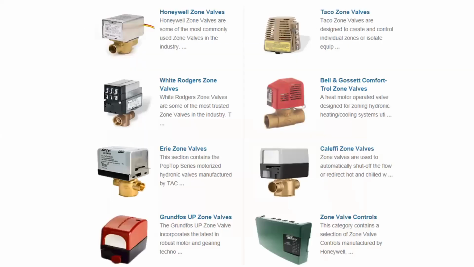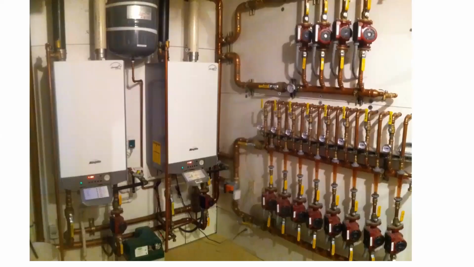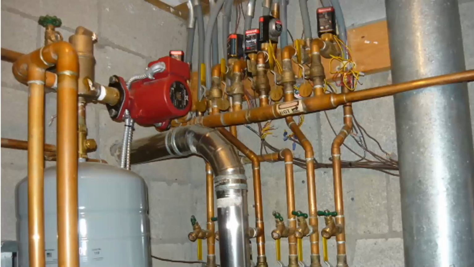Now, there are literally hundreds of different brands, series, and versions of zone valves, and we're not going to look at every single one of them. Instead, we're just looking at the very basic common features that we should be aware of if we are working with a zone valve in a boiler system. Here's an example with multiple zones and multiple circulation pumps, and a system with one circulation pump and multiple zone valves.